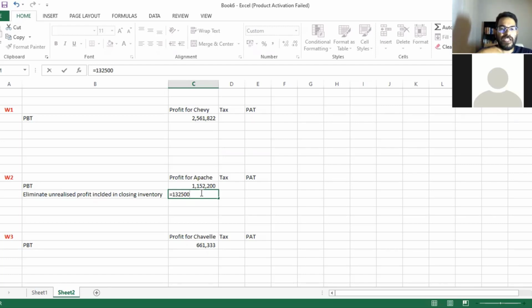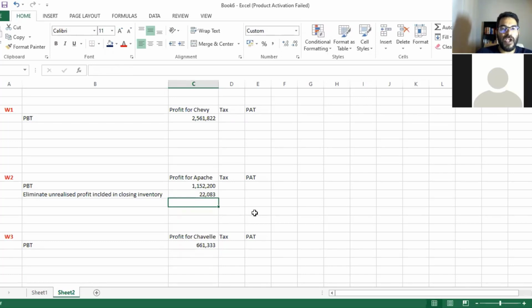So what is the unrealized profit included in the closing inventory? It is at 20%, so it's 20 divided by 120. Because it's 20% on cost price, it is divided by 120. If it was on selling price, it would be divided by 100. So that is what we're going to remove.